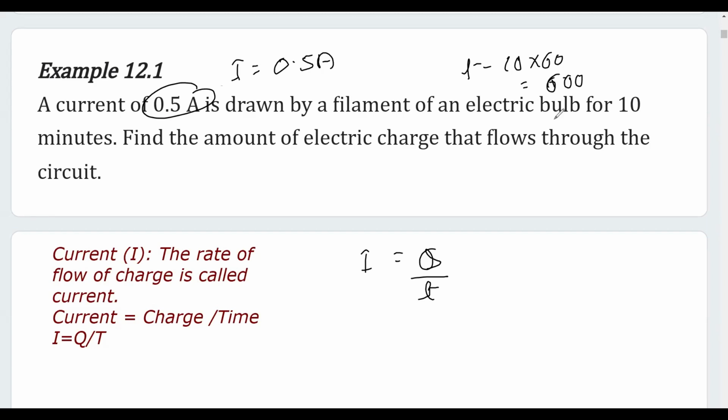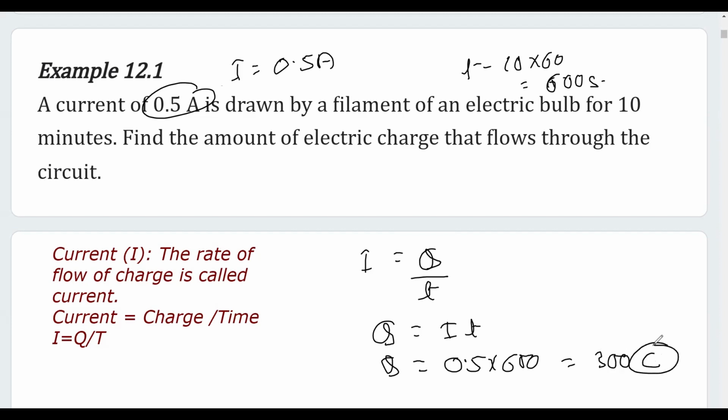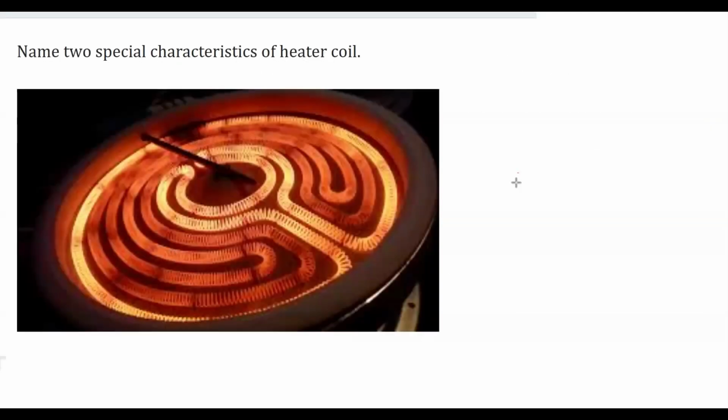So now we know the time here, so we can use this relation. By multiplication, Q is equal to I into T. So I, which is 0.5, multiplied by time, which is 600. So it comes out to be how much? Half of 600, that is 300 C. C stands for the coulomb, right? So this is the first question. Let's move to the next.